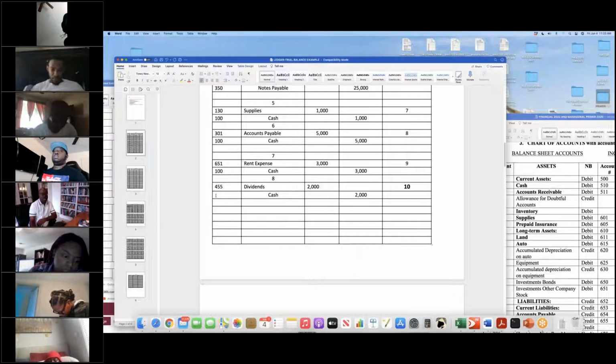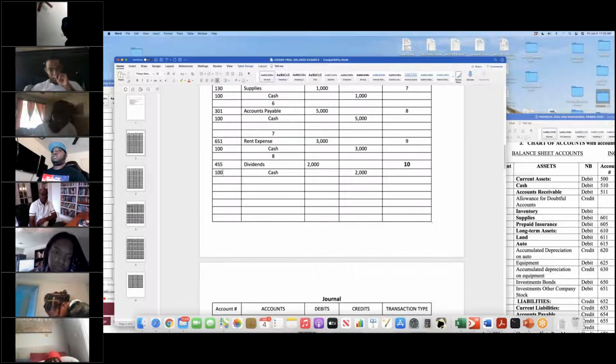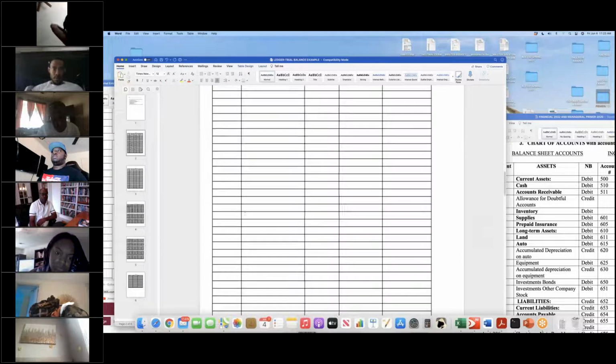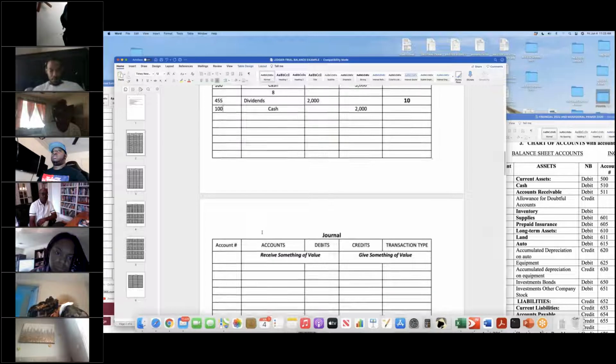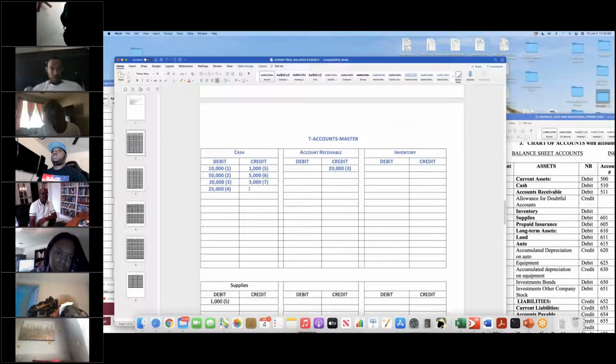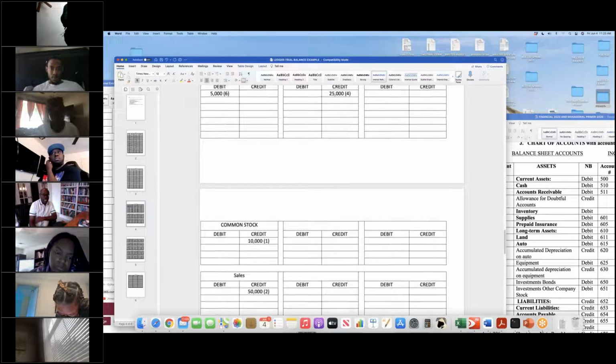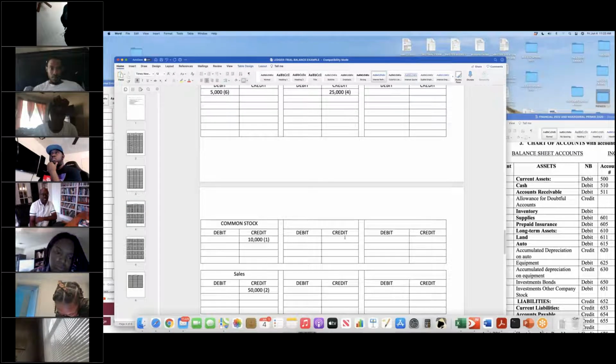Cash, of course, is 100. So let's go and post this $2,000. Go to cash, credit up 2,000. And we'll come in here with dividends and just put it here.